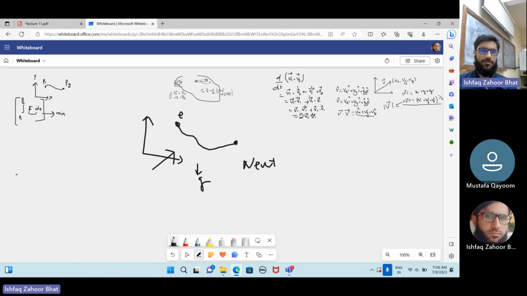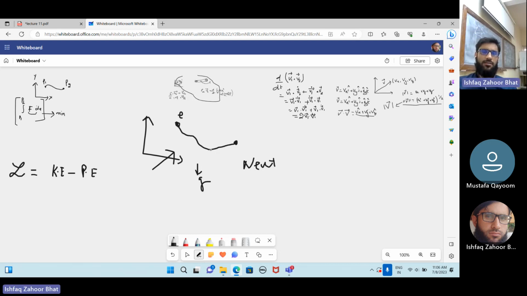We calculate the Lagrangian. So what is the Lagrangian? It is nothing but the kinetic energy of this particle minus the potential energy. So this is the Lagrangian associated with this particle.